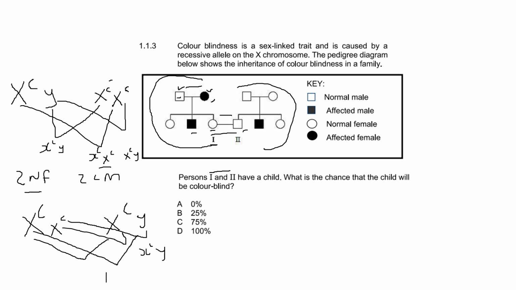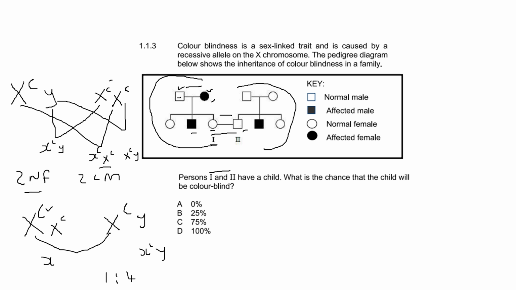One child out of four will have the condition. The other three are going to be normal because they've got a big C in them. The first two we formed, this one and this one here, have a big C in them. So that means they'll be normal.